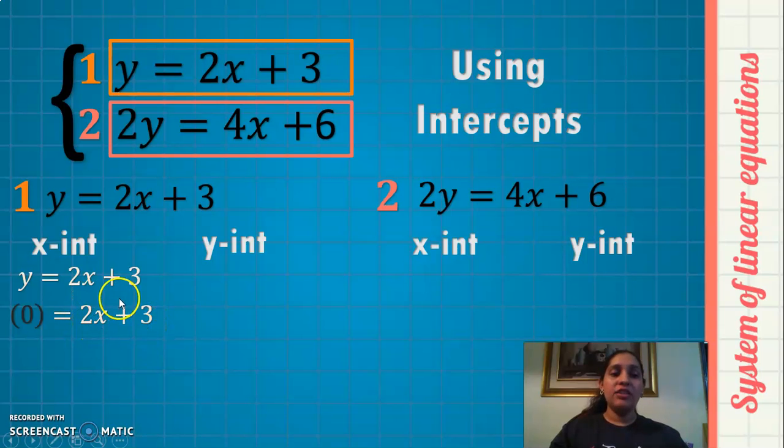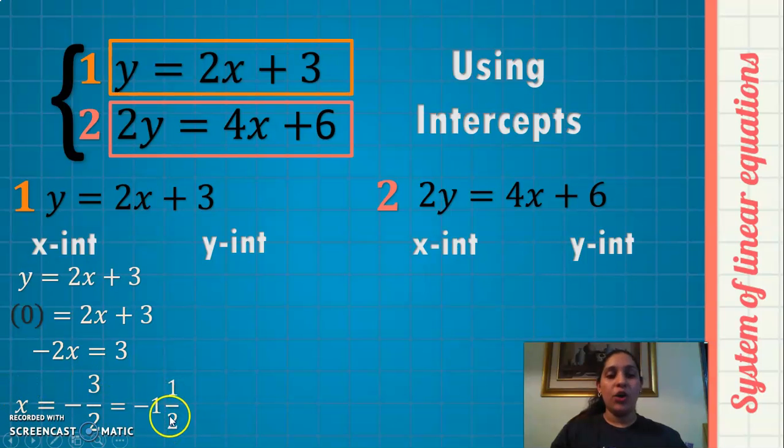Now, I need to move my x to the other side. I move my x to the other side, and if on here it was adding, on the other side it goes subtracting. So I have negative 2x equals 3. Now that I have negative 2x equals 3, I need to move this negative 2 that is multiplying my x to the other side dividing. This way I have x equals negative 3 over 2. But this is an improper fraction, so I need to make it a mixed number. This way my answer will be x equals negative 1 1/2.